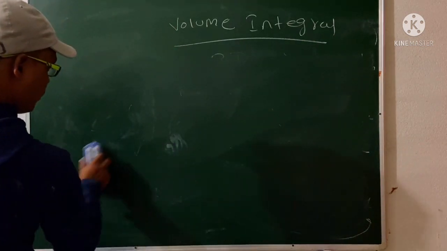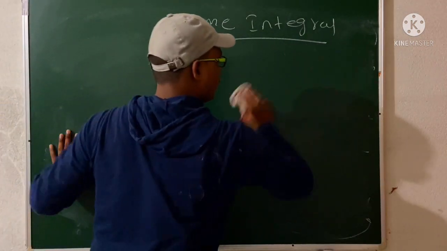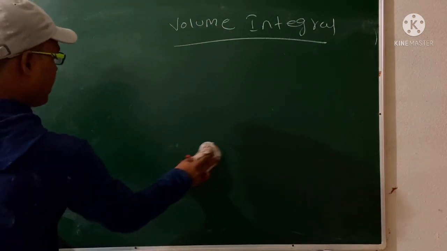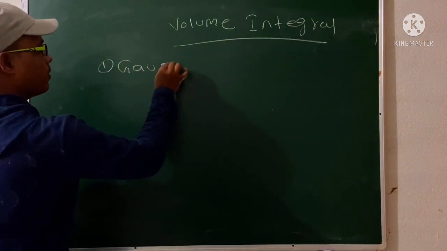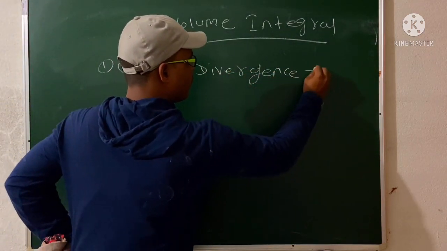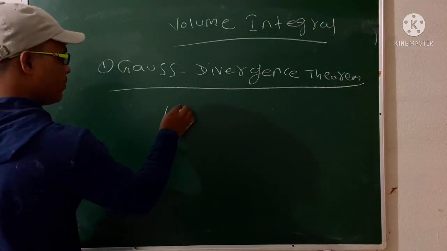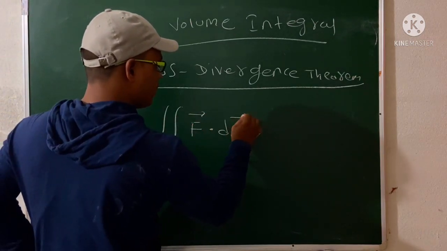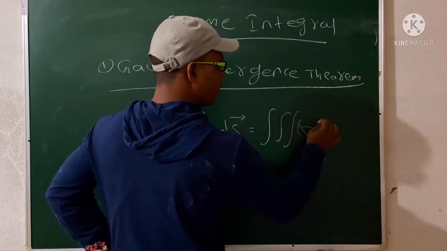So the last one is the theorems. What are the theorems of vector integration? So there are three theorems. First we will see the Gauss divergence theorem. Okay, what is the Gauss divergence theorem? The Gauss divergence theorem says that the surface integral of F vector dot dS vector is equal to the volume integral of del dot F dV.